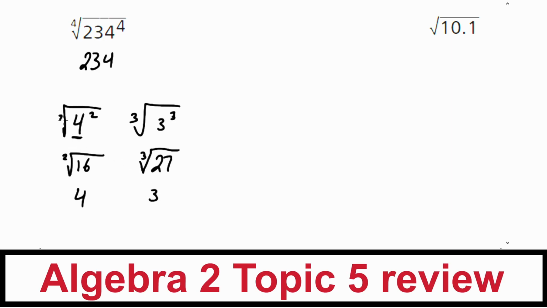So what happens here is this number and this number cancel. This number and this number cancel. And the reason it does that is because if we were to convert this into a rational exponent, this is my power, this is my root. This simplifies to 234 to the 1 over 1, which is just 234.